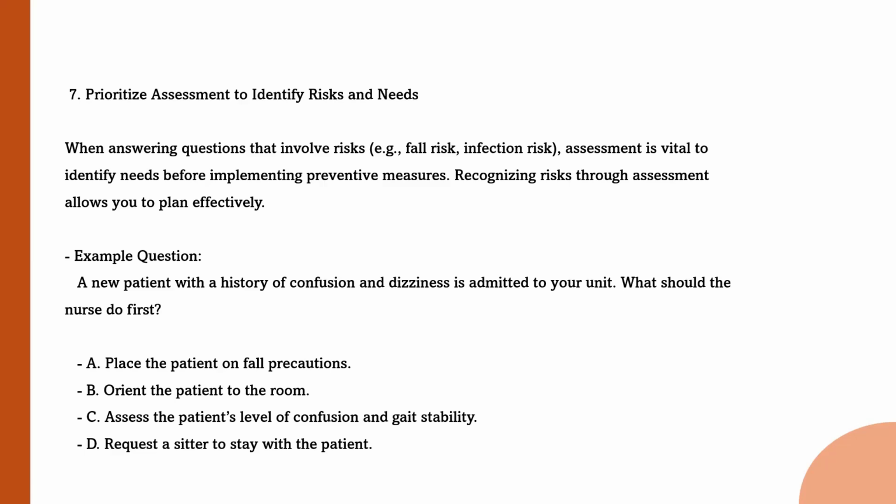We have confusion, dizziness. You understand? Only this cannot make us create a judgment. We need assessment, guys. We need assessment. So we need to find out what's going on. And obviously, you can see option C, assess the patient's level of confusion and gauge stability, right? Because this is like a sign, it could be a neurological issue, all that, right?